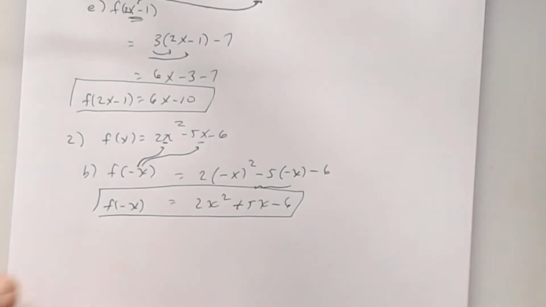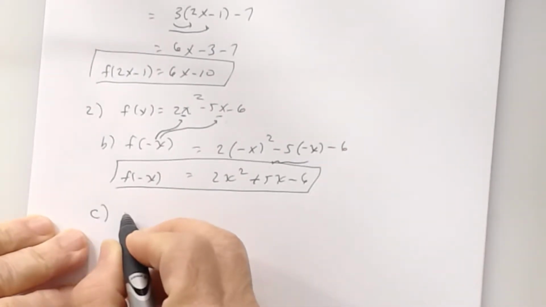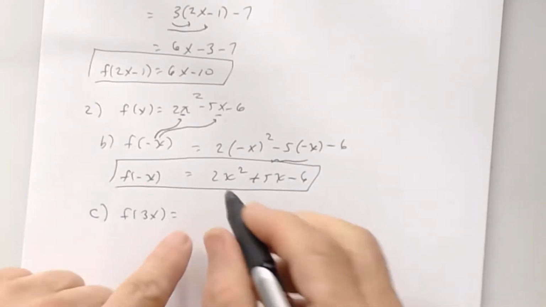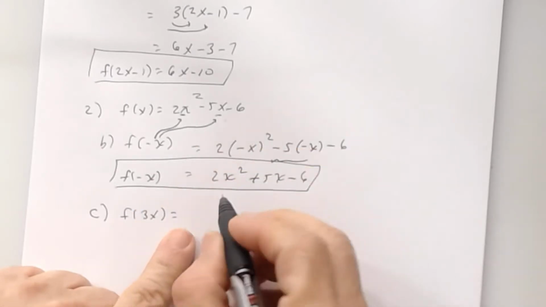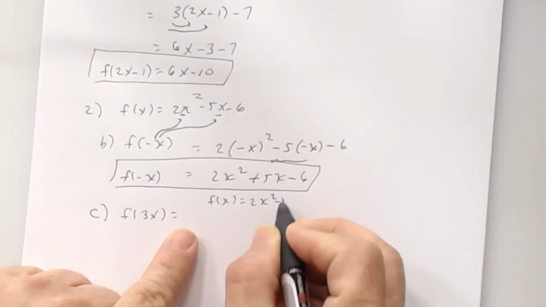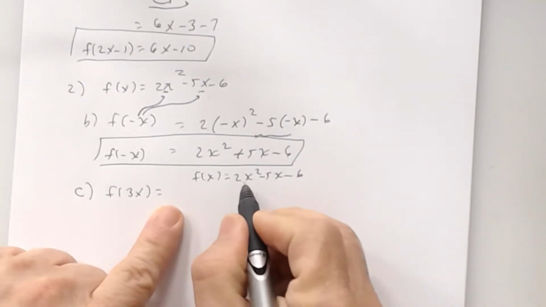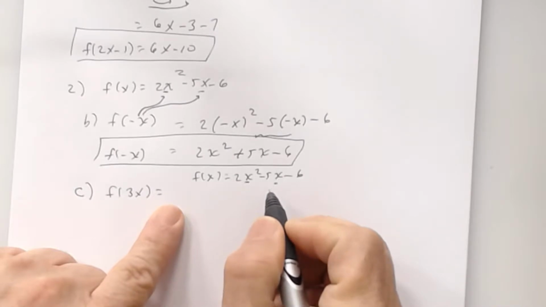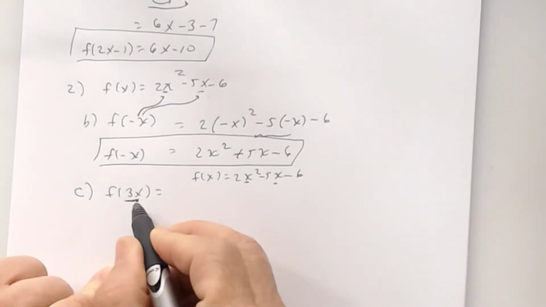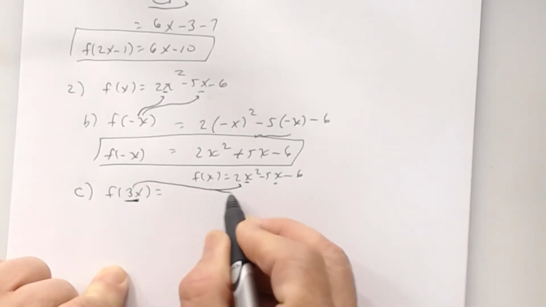All right, C. So if you know how to do B, then you should be okay with C. So C is f of 3x. All right, so I'm going to go ahead and rewrite my function so I can draw that arrow. So f of x is 2x squared minus 5x minus 6. All right, so again, wherever we see the variable x, what am I going to substitute? 3x. So underline this if you've got to, and draw an arrow to those x's that are on the other side.